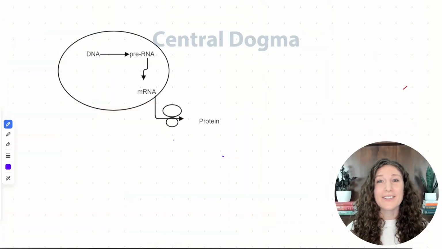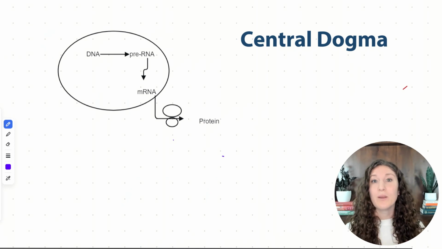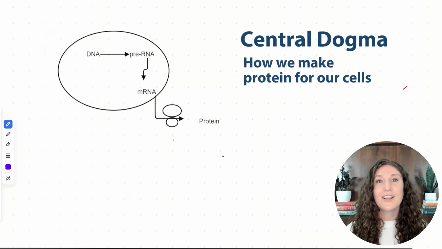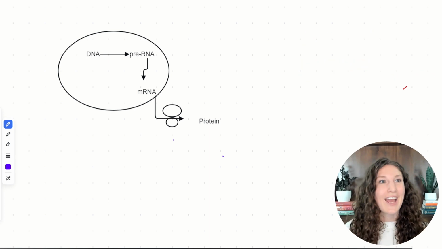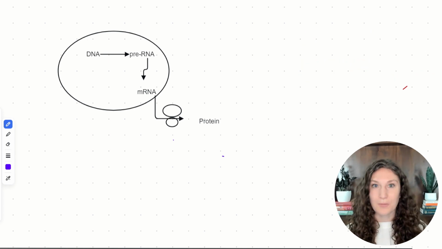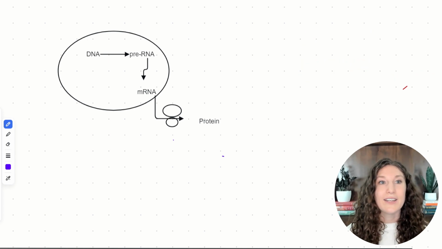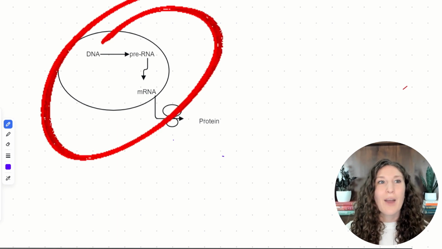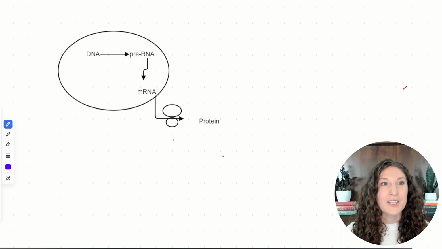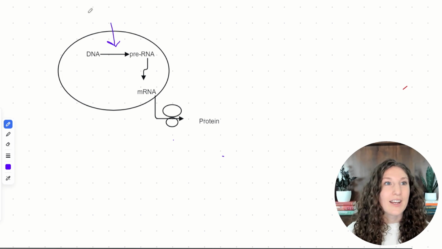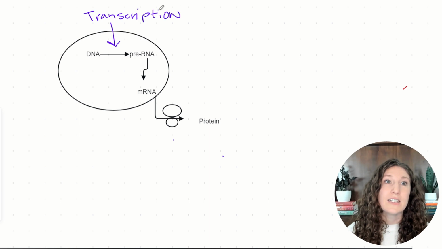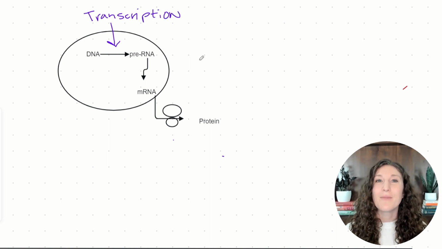You may remember that our central dogma is all about how we make proteins for our cells, starting with our DNA blueprint. And what we do is we start with DNA, which is our blueprint in all of our cells, and in eukaryotes, that's taking place in the nucleus, which I've drawn here. When we want to make a protein, the first step we do is known as transcription, right? So transcription is where we make our mRNA sequence from our DNA. So we use RNA polymerase to transcribe our DNA into RNA.